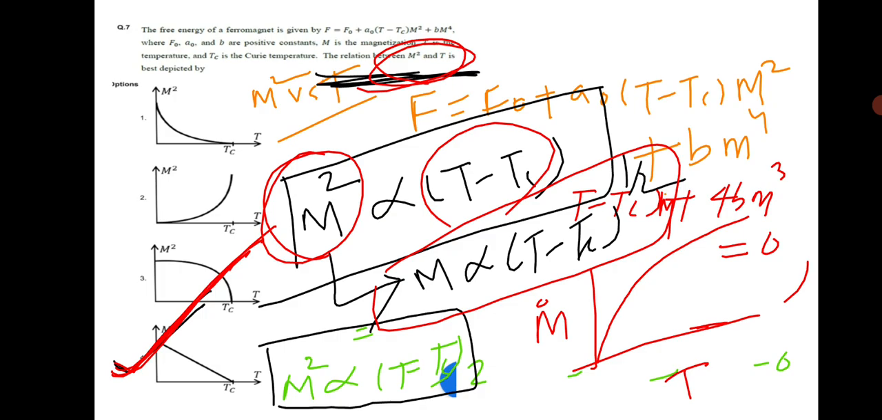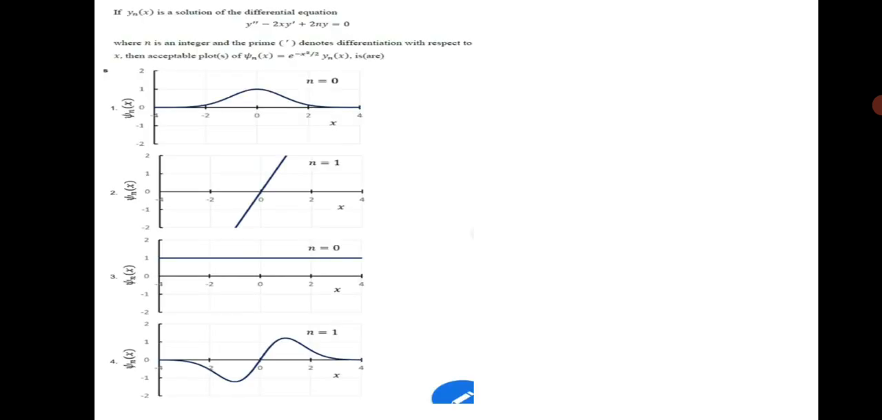Okay, the next question is from the combination of mathematics and quantum mechanics. A lot of students were confused in this question. The question asks for the general solution to the differential equation y'' - 2xy' + 2ny = 0, where n is an integer and the prime indicates the first derivative with respect to x. Then the acceptable plot of psi_n = e^(-x^2/2) y_n is.